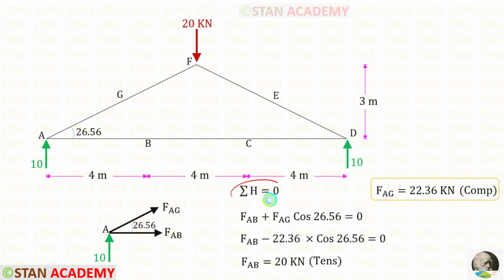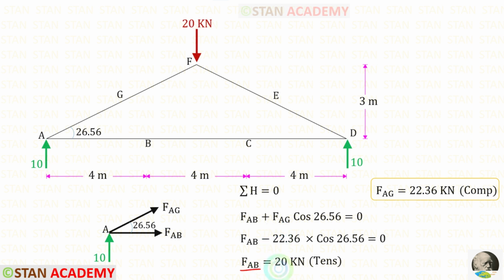Now let us apply this rule. FAB is acting towards the right side, so that it will be positive. We have to resolve FAG in the horizontal direction. To keep it in the horizontal direction, we need 26.56 degree. Since FAG is acting towards the right side, it will be positive. We already know the value of FAG and it is compressive. Since it is compressive, we have to apply that as negative.